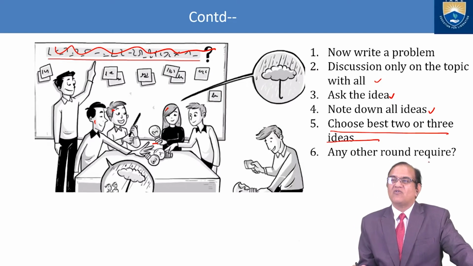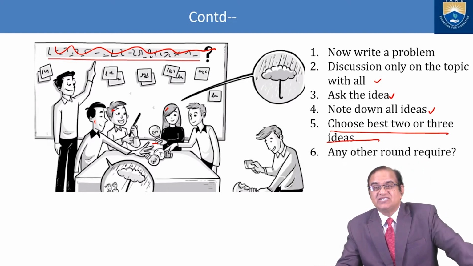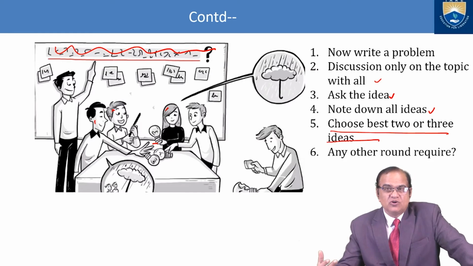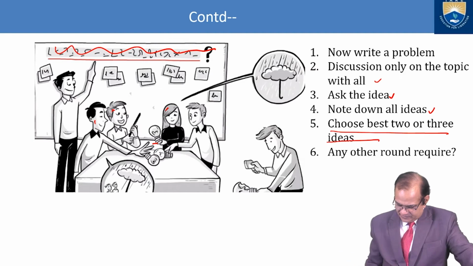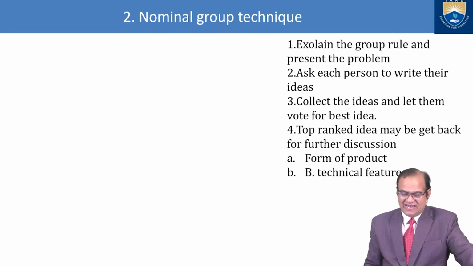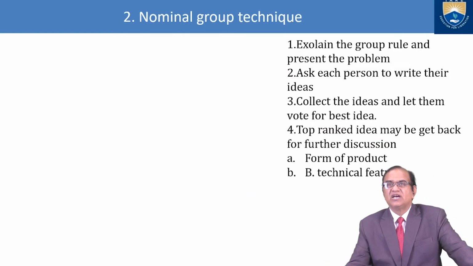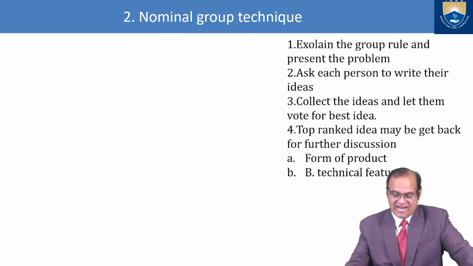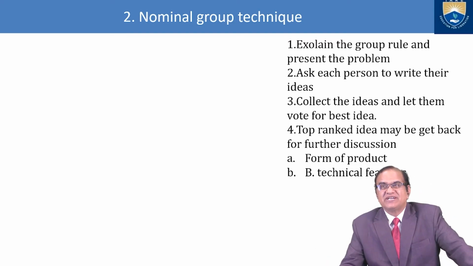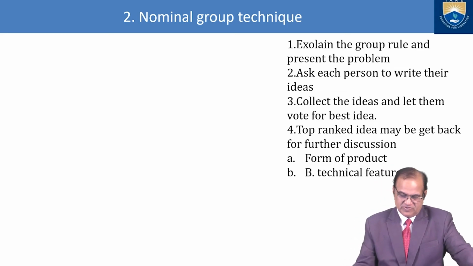Any other round required or not, if any further discussion is required, that also you can decide. So these are the topics for the brainstorming session. Now we have the second brainstorming technique, which is called the nominal group technique.